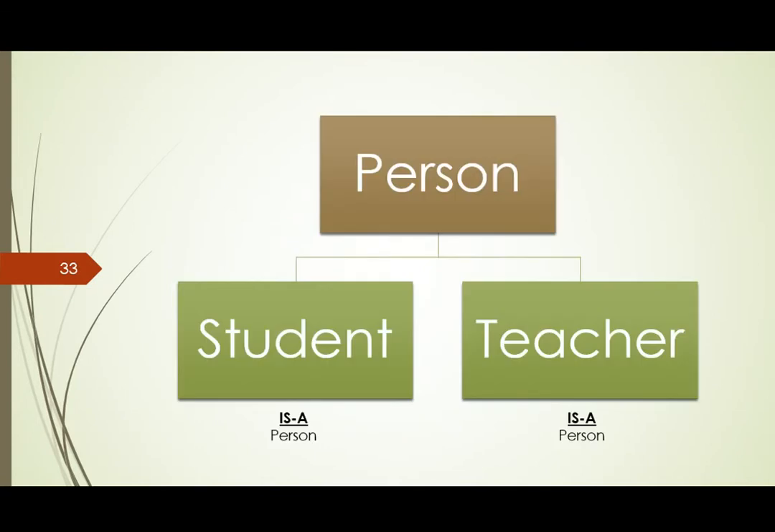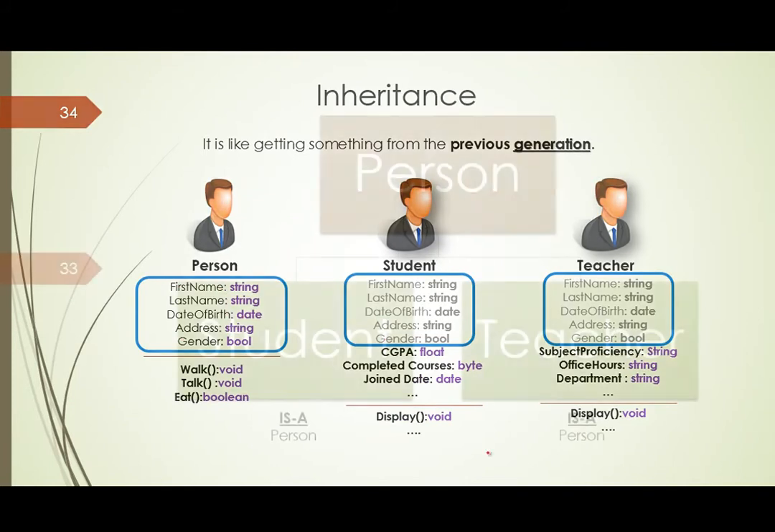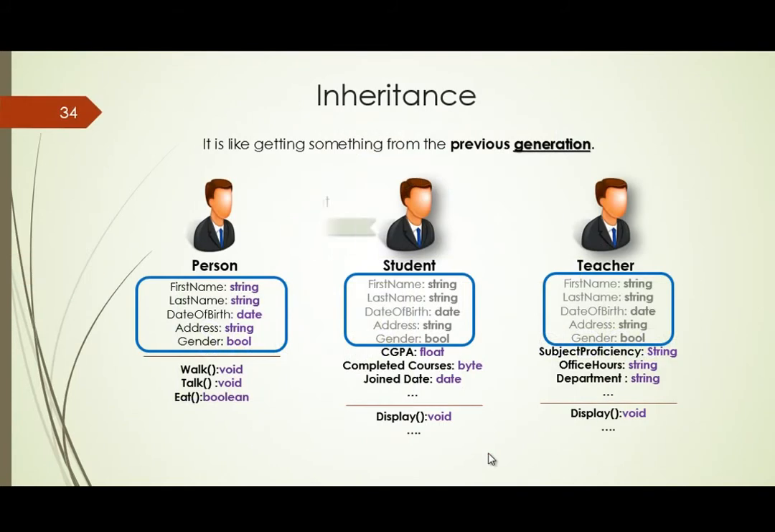Since we have the same properties from person to student, we could make a relationship from the person to student, and this relationship is said to be an is-a relationship. So a student is a person, a teacher is a person. It seems logical, and let's see how we're going to do it. We grayed out this portion because we have this portion in the person. So we're going to inherit from the person, so that we don't have to write the same properties again and again.